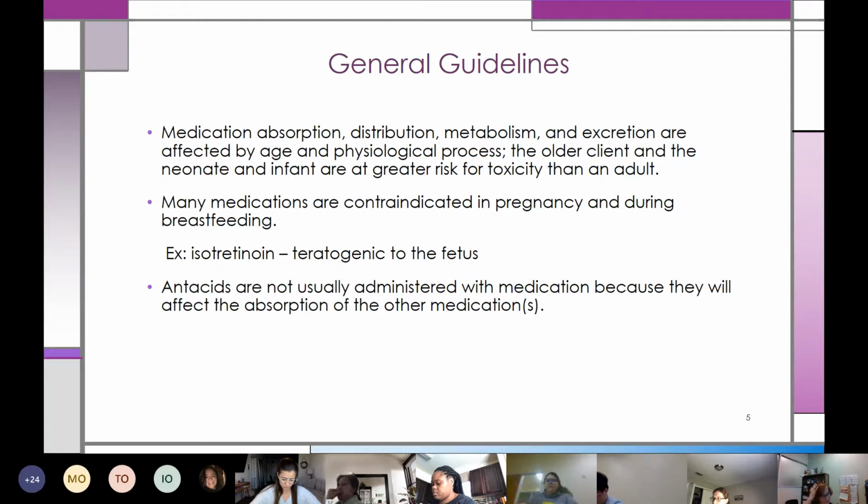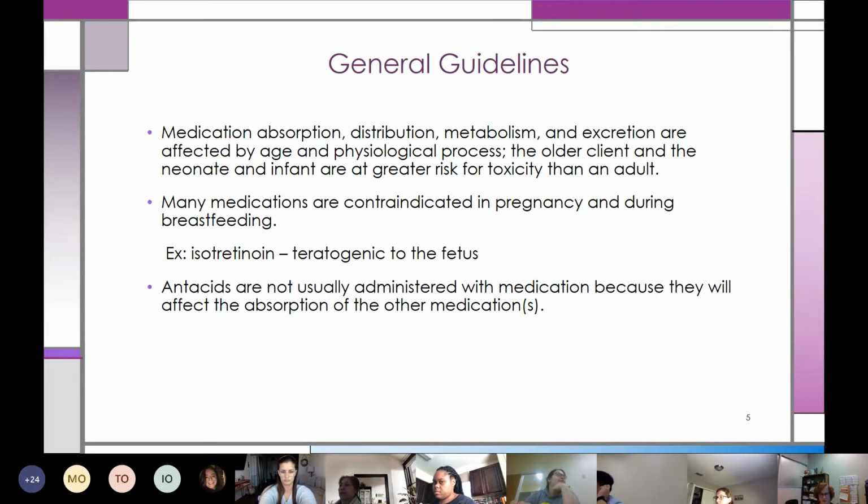An important piece with antacids is that we don't usually administer those with another medication, because there's going to be a problem with the absorption of other meds. Can someone tell the class, if you're going to give an antacid in the beginning before you give your meds, how soon before you give meds should you give that antacid? Is it 2 hours? At least 1 hour.